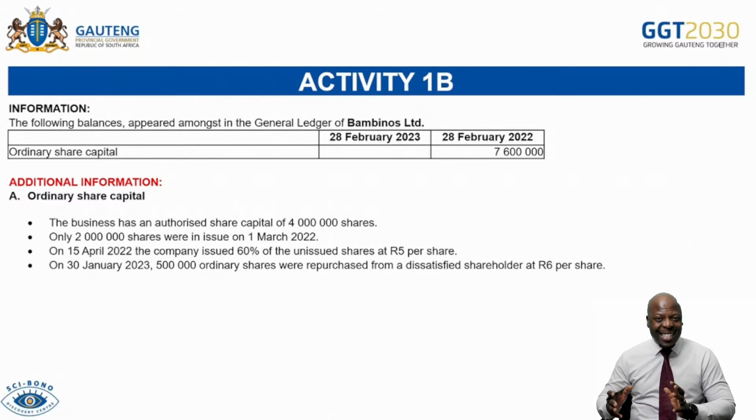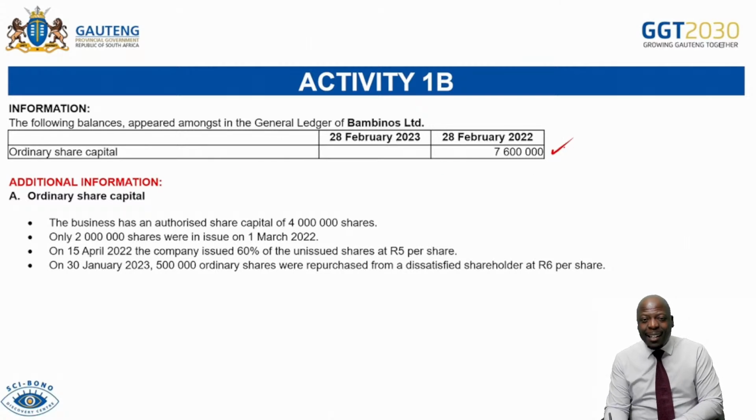It is there on your worksheet. Okay, let's go to 1B. The information reads, the following balances appeared amongst others in the general ledger of Bambinos Limited. Here I'm given my ordinary share capital balance of 7,600,000. We good? Okay, let's go to the next one.